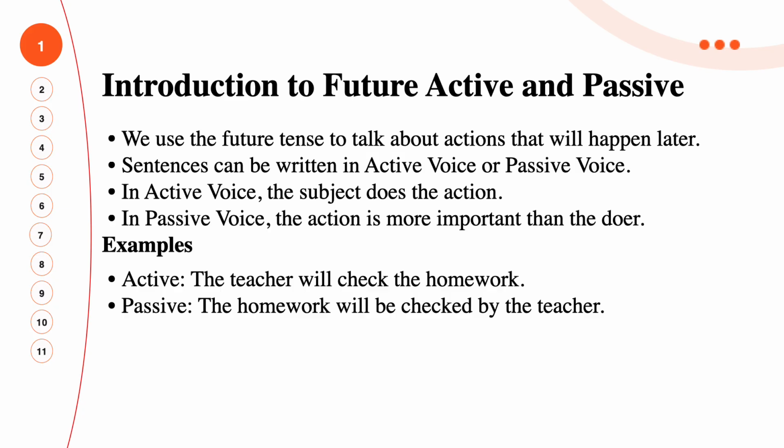Now these are some examples of active and passive. Active is the teacher will check the homework. So in the active one, it is said that the teacher will check the homework, which is in future. And in the passive, it is the homework will be checked by the teacher, which is also in future. These are both the same sentence, but they are stated in active and passive voice.